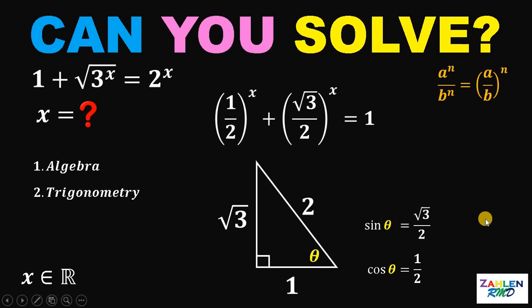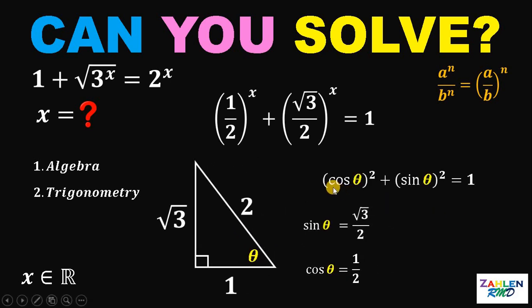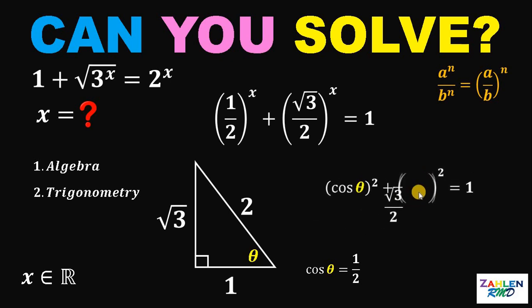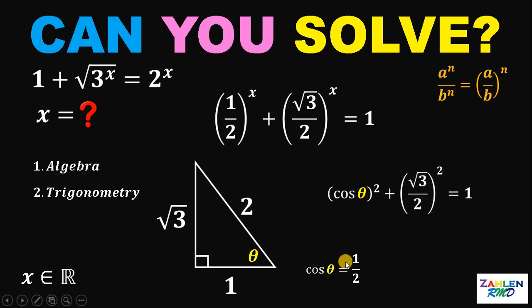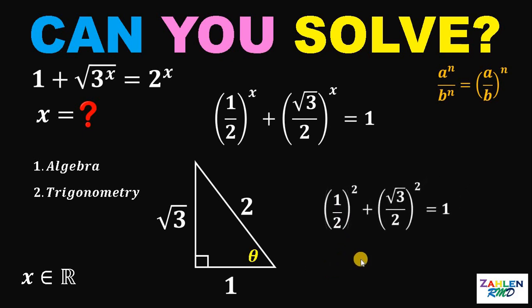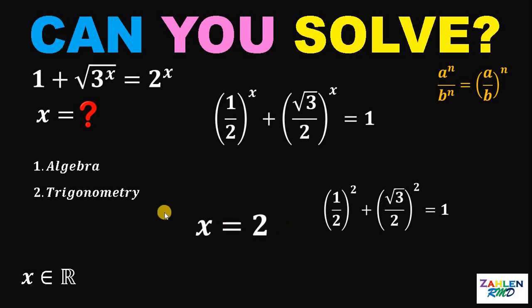And now, recall the Pythagorean identity that says that cosine squared theta plus sine squared theta must be equal to 1. Now, we know the value of sine theta. This is just square root of 3 over 2. And we also know the value of cosine theta. This is just 1/2. Now, notice that we have (1/2) raised to 2 plus (square root of 3 over 2) raised to 2 must be equal to 1. Therefore, the only value for x that makes this equal to 1 must be equal to 2. Therefore, using trigonometry, we get the same value for x, which is equal to 2.